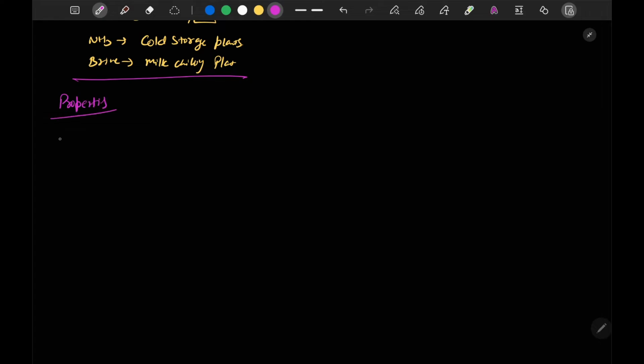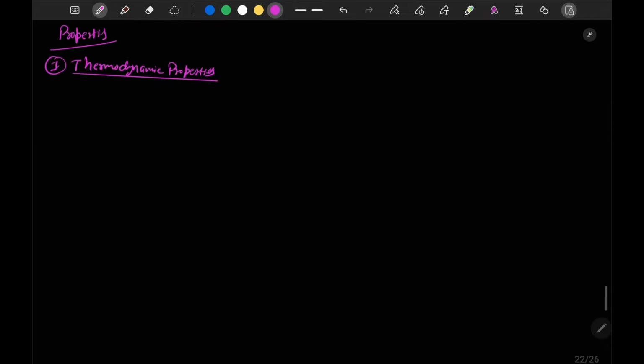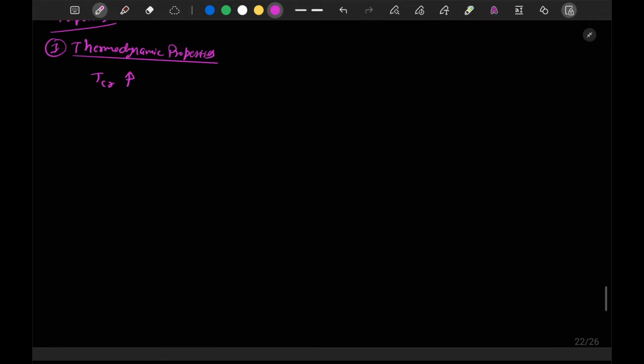After that we moved to the properties of refrigerants. First we discussed thermodynamic properties. The first is critical temperature. Critical temperature should be high, because our condenser outlet temperature should be greater than ambient. So critical temperature should be high.